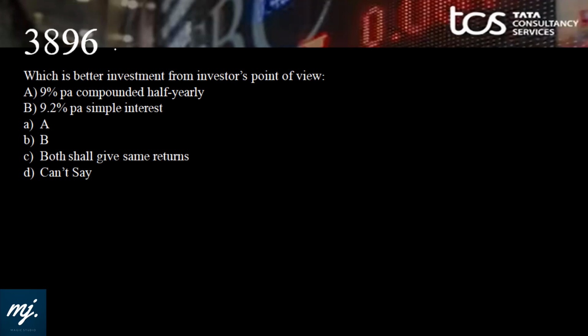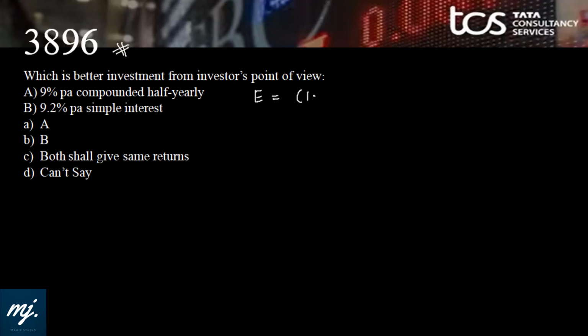Now again, I picked this question because I want you to practice more of the effective interest rate. Which is the better investment from the investor's point of view? Obviously, the investment which will give us more return is better. The first investment gives 9% per annum return compounded half yearly, and the second one gives 9.2% per annum return simple interest. So let us first convert this compounded half yearly rate into a simple interest rate using the formula which we have discussed in the previous question also.